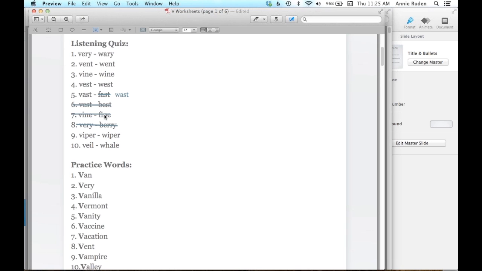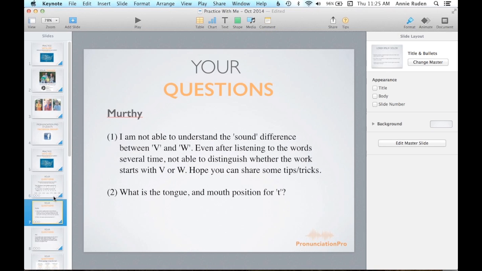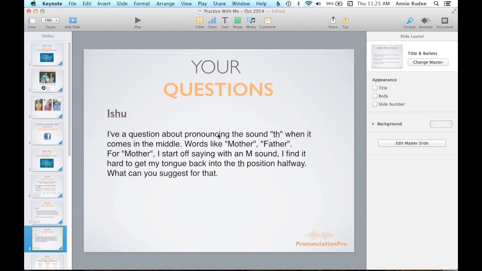All right, good. So let me go back here and see. So Issue, he has a question. It says, I have a question about pronouncing the sound TH when it comes in the middle of the word. Words like mother, father. For mother, I start off saying with the M sound, and I find it hard to get my tongue back into the TH position halfway. What can you suggest for that?